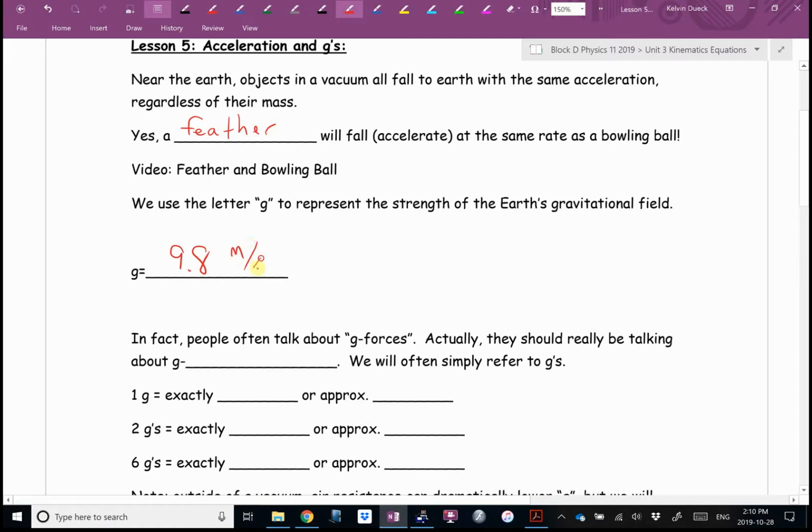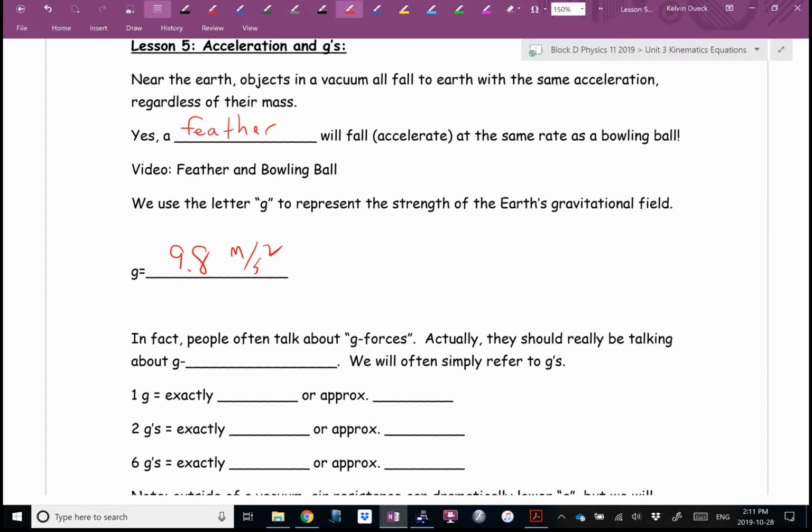9.8 meters per second squared. You'll do a lab next class where you'll try and measure it. We'll be a bit off because we're doing it by hand, but we should be close. The acceleration due to gravity is 9.8 meters per second squared.